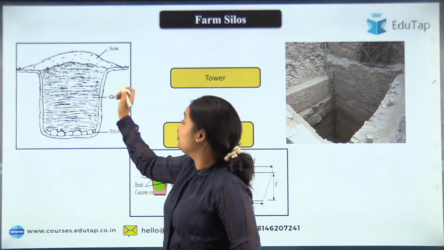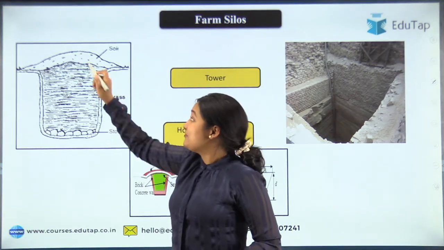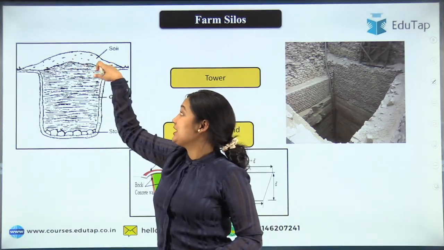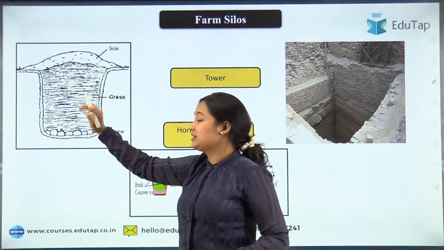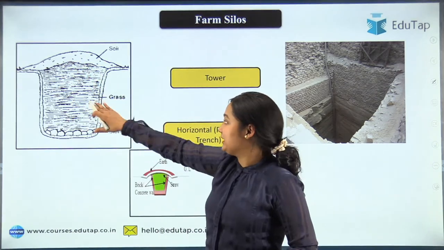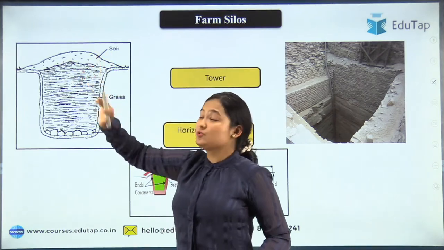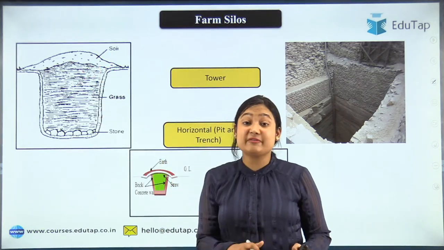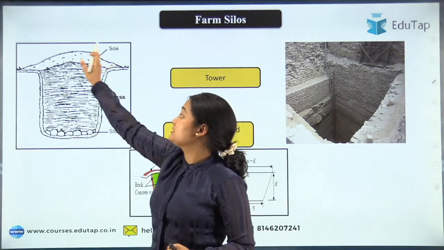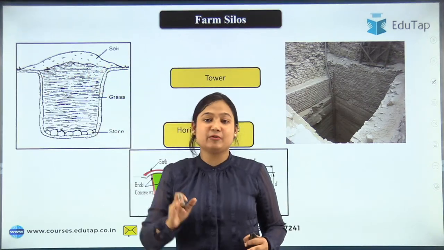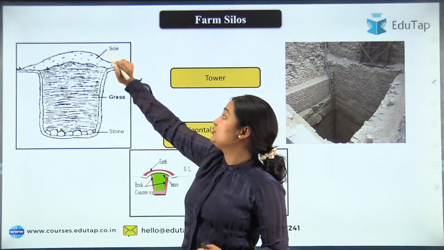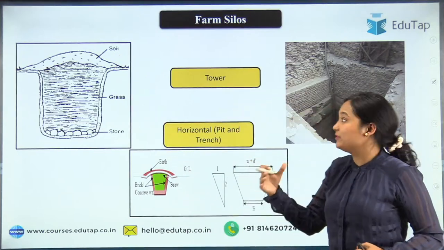So in this, we put the soil over it. Why are we putting the soil? So that the moisture and other things can't enter our grass and make it spoiled. When we are talking about the soil, some people don't use soil. These days there are better options available. So what people do, instead of soil, they put a polythene bag over it. But traditionally, we used to do it with the soil.